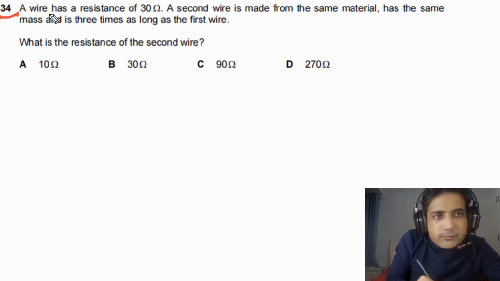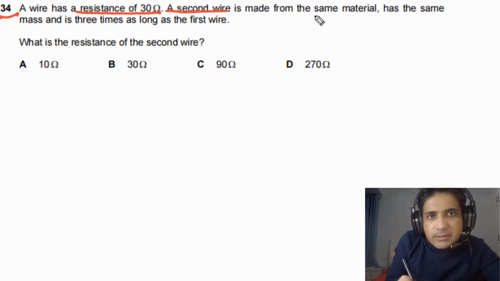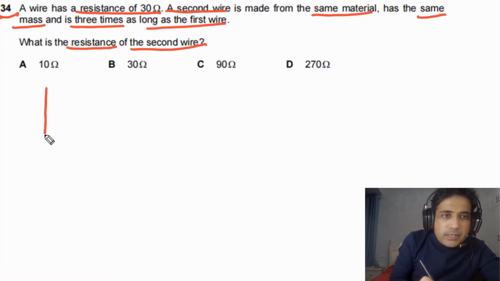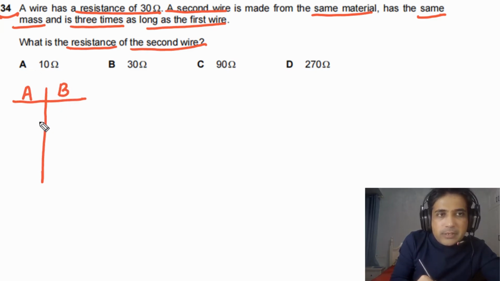For question number 34, it is given to us a wire has a resistance of 30 ohms. A second wire is made from the same material, has the same mass, and is 3 times as long as the first wire. What is the resistance of the second wire? So in this case, let's say we have one wire, this is wire A, and the second is wire B. For wire A, the resistance is given, we can simply say this is RA, and the value of its resistance is given. So we can also say the resistance of wire B, let's say this is RB.